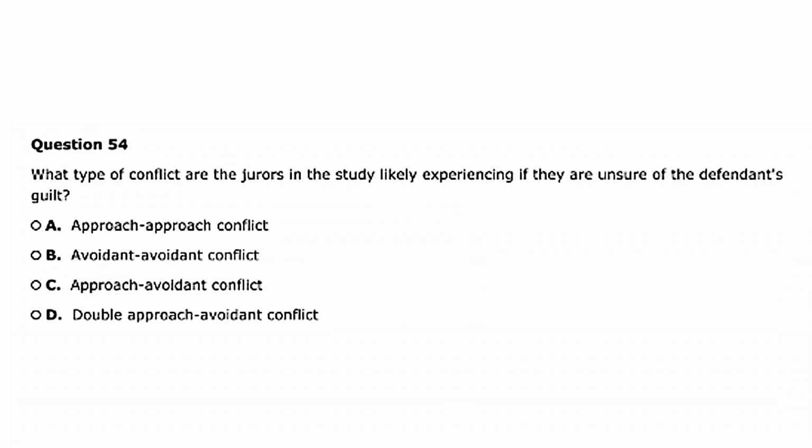What type of conflict are the jurors in the study likely experiencing if they are unsure of the defendant's guilt? A, approach conflict, B, avoidant conflict, C, approach avoidant conflict, and D, double approach avoidant conflict. Gotta know this one, I guess. I can't logic my way through it just using some words here, because approach, avoid, and avoid it. I have no idea.